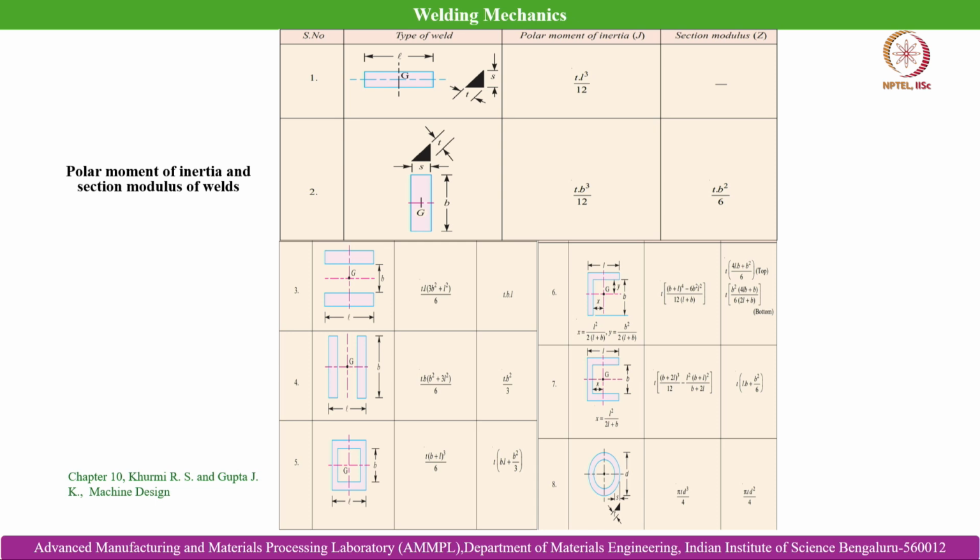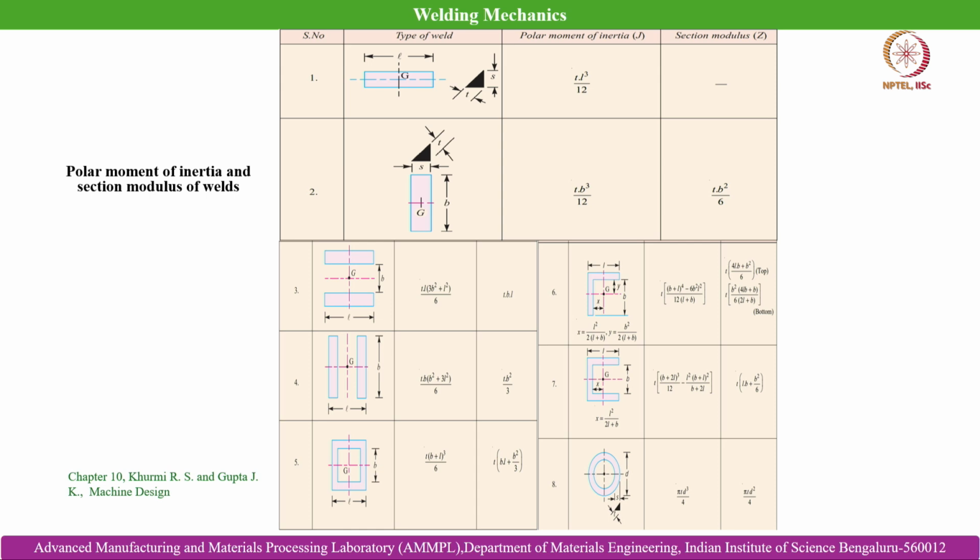You can find the expressions written for calculating the polar moment of inertia and also the section modulus. Section modulus, as we have learned, is needed when the joint is subjected to bending moment, and polar moment of inertia is needed when the joint is subjected to torque. So for the individual occasions we need to use the individual formulas to calculate the section modulus and also the polar moment of inertia.